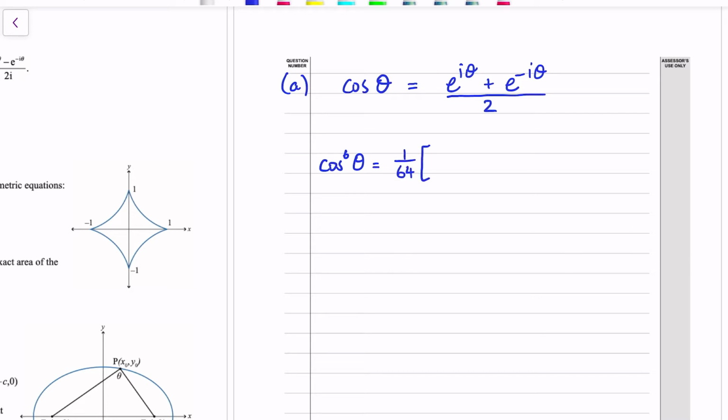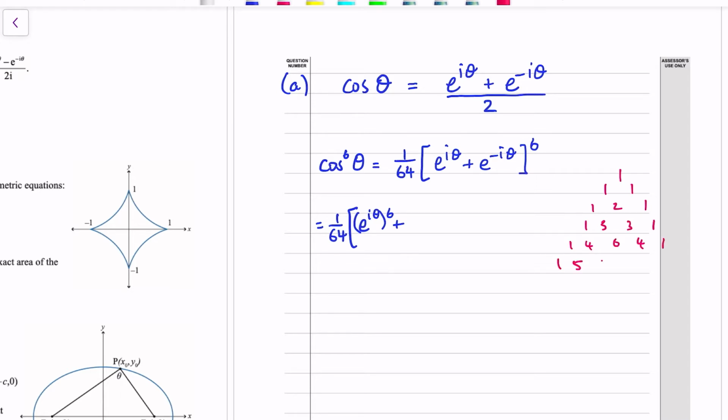And then we want to take the numerator and power it by 6. Using the binomial theorem, we get the first thing to the power of 6. Then the coefficients, we need Pascal's triangle. There are our coefficients that we want, 1, 6, 15, 20, 15, 6, 1.